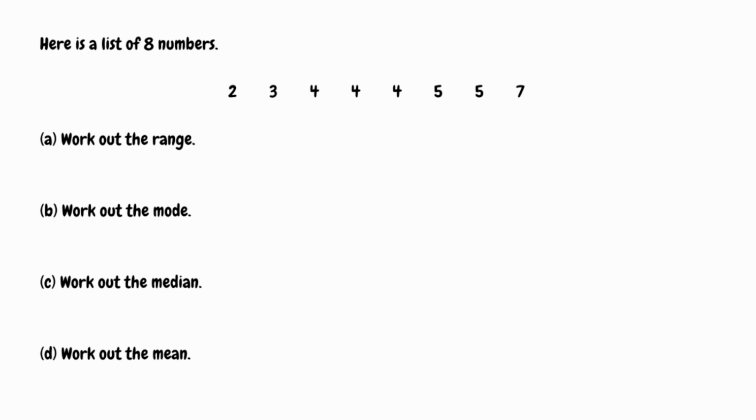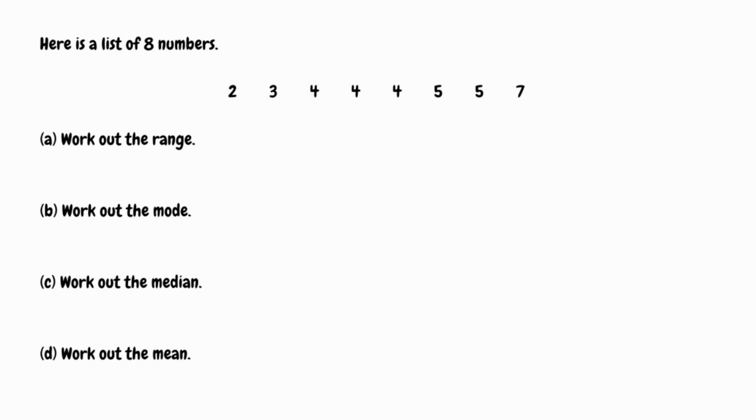So for this first question, we have a list of 8 numbers, and we have to figure out the range, mode, median and mean of this list of numbers. When we're doing questions like these, it's extremely useful to actually put the numbers in order, which fortunately for us, this has already been done.